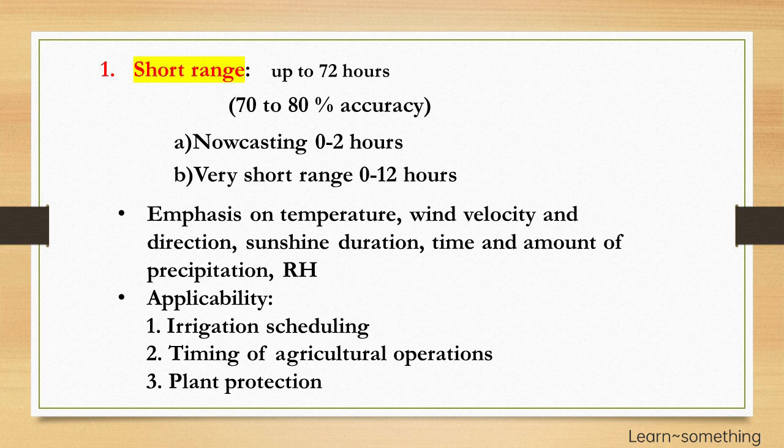It has emphasis on temperature, wind velocity and direction, sunshine duration, time and amount of precipitation, and relative humidity. It has applicability to irrigation scheduling, timing of agricultural operations, and plant protection.